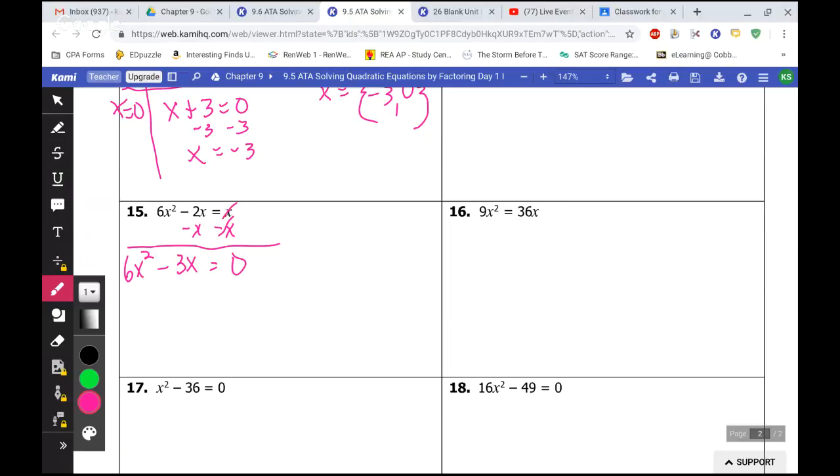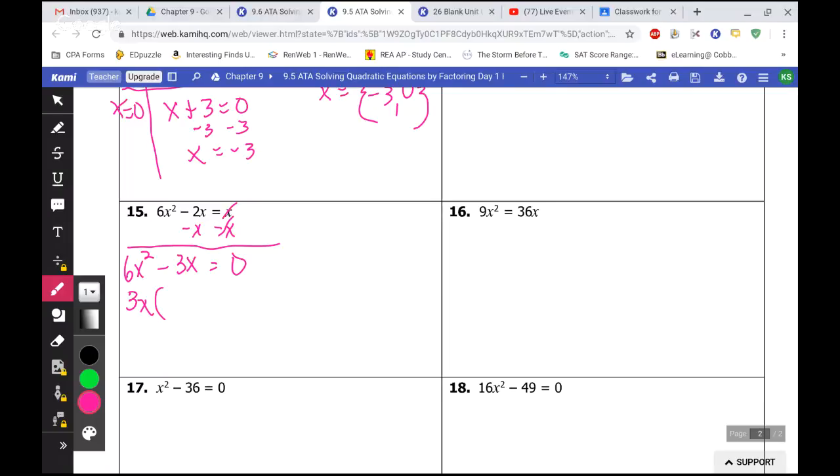The GCF. 6x squared and negative 3x. What would it be? What will go into both of those? 3. I'll give you a hint. It's a letter and a number. Oh, yeah. 3x. What'd you say? I'm sorry. 3x. Good job. That's it exactly. So 3x.